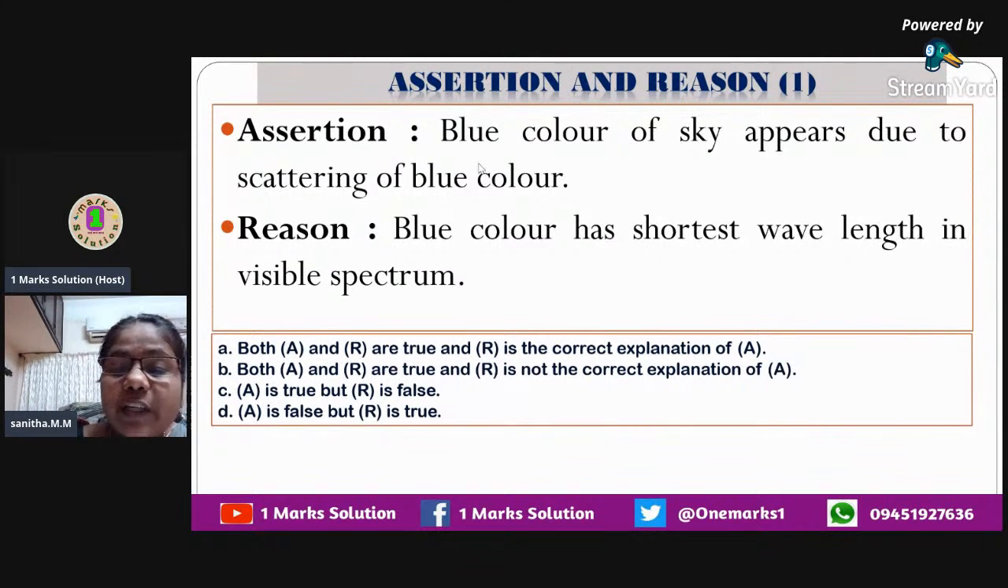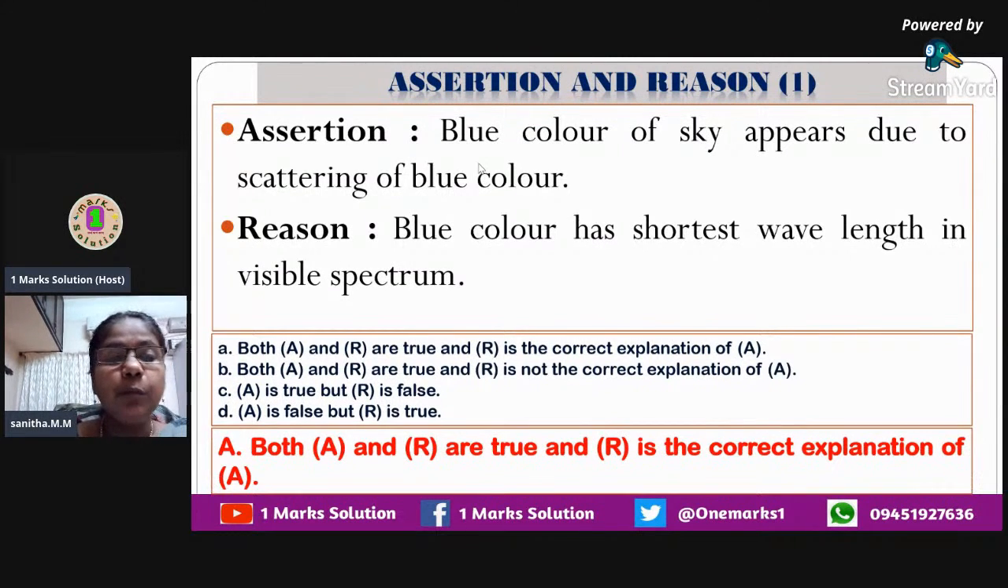Blue color has the shortest wavelength in the visible spectrum. Out of the VIBGYOR, violet, indigo, blue are the shortest. So what is the answer? Both assertion and reason are correct, and the reason is the correct explanation of the assertion. One more thing you have to see: scattering depends on the wavelength, that means it is inversely proportional to the wavelength. Here the answer is option A.